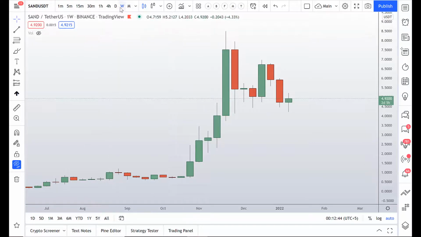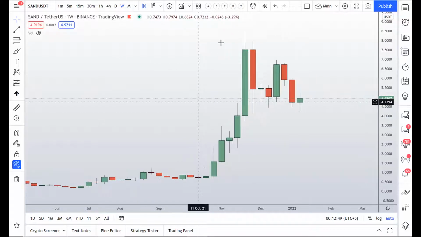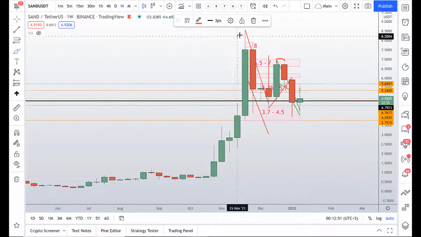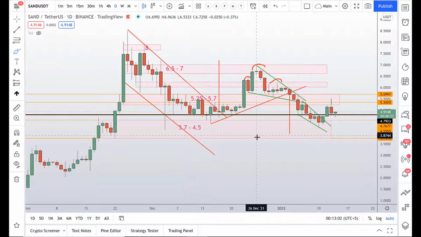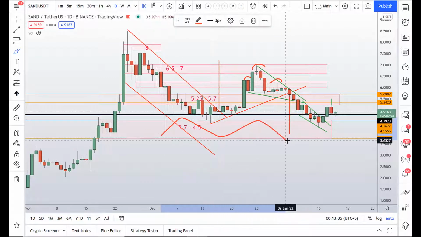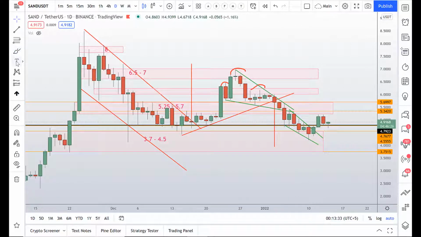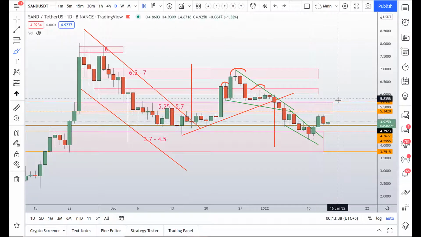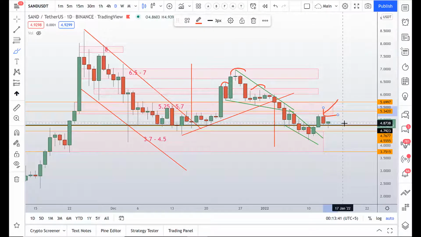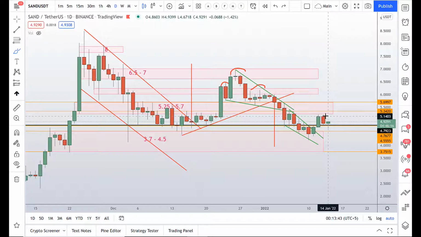Alright, let's start this by looking at the Sandbox weekly chart. As you can see on the weekly chart, price is making a higher high here. If I go to the daily chart, for the past couple of days we were watching this box range of support at around $3.7 and $4.5 level, and right now the price is showing some signs of bullish action here. If you recall, yesterday I was warning you at this level that we will face selling pressure at around 5.20.